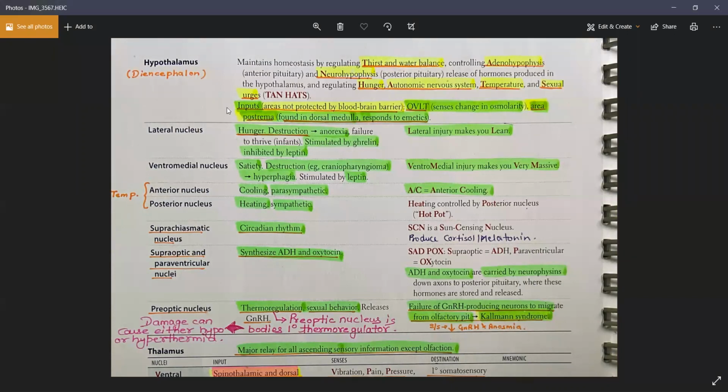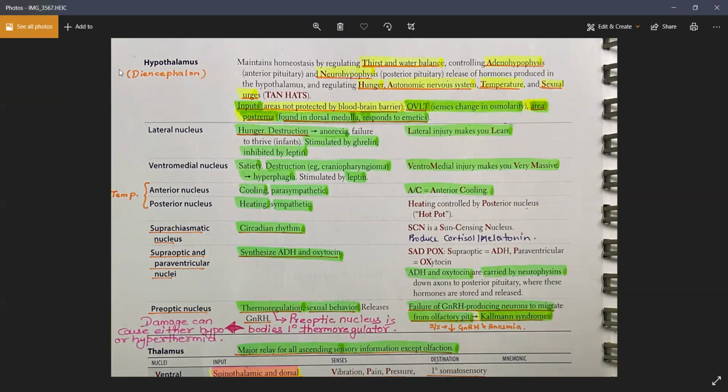Inputs are not protected by the blood-brain barrier, like the OVLT region we have discussed, right? Like the area postrema, which is found in the dorsal medulla, and responds to emetics, and the hypothalamus also takes part in it, right? So these areas are basically devoid of the blood-brain barrier. So these are all the functions and you must remember the functions.